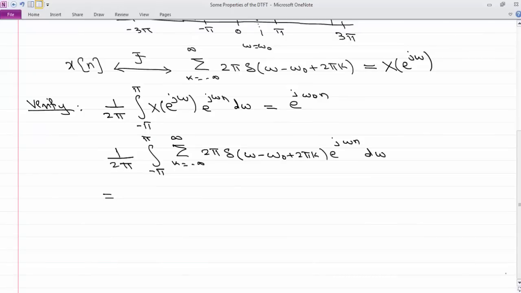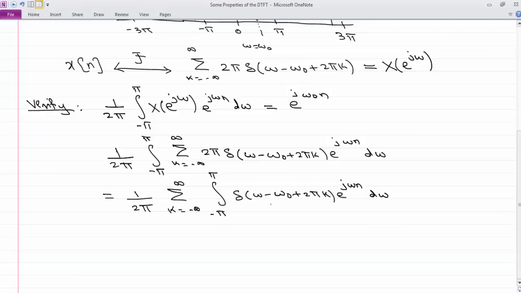Now, since integration is linear, and without going into too many rigorous details, we'll just switch the order of summation. We'll say summation k from minus infinity to infinity and do the integration from minus pi to pi of delta of omega minus omega naught plus 2 pi k, e to the j omega n d omega. Now this is a function for every k. This delta omega is either between minus pi and pi, or it is between pi and 3 pi and so forth. But my limits of integration are only from minus pi to pi. So this whole summation is equal to 0 except for k equal to 0.